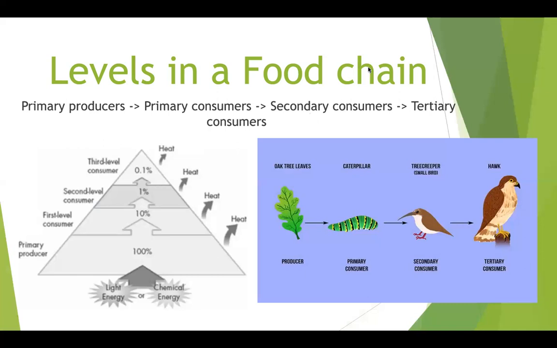So in this picture on the right, we see the oak tree leaves as producers, and then the caterpillar as a primary consumer, and then the tree creeper as a secondary consumer, and then a hawk as a third level consumer.